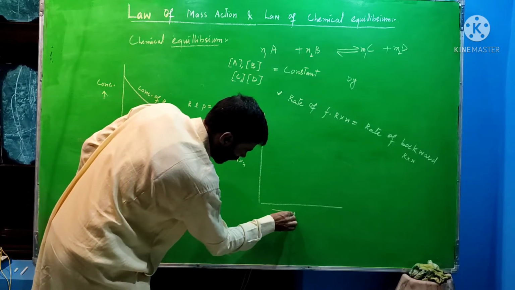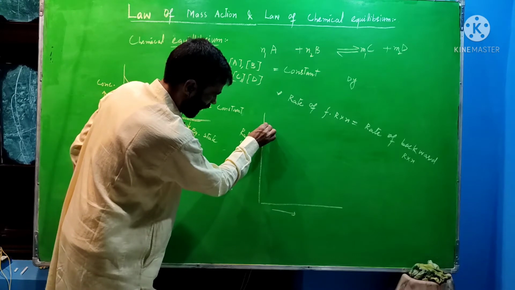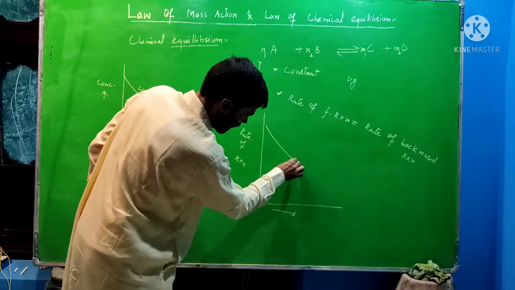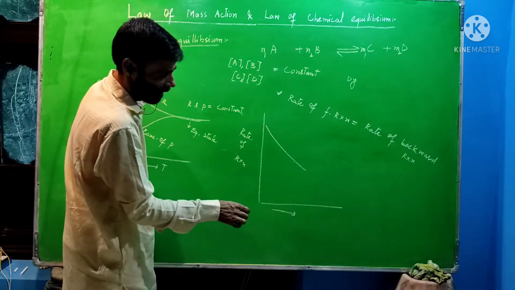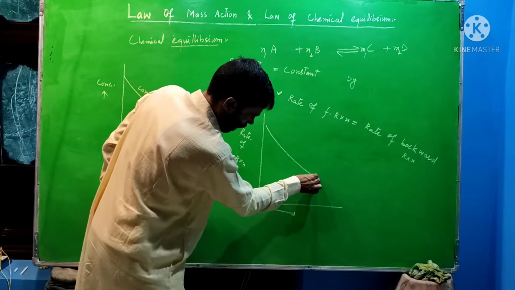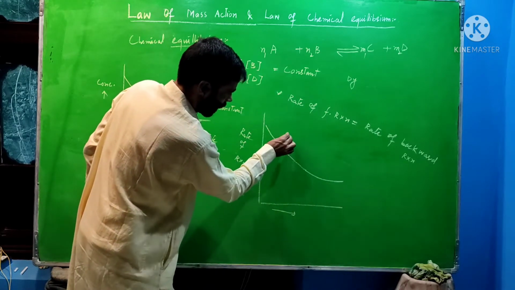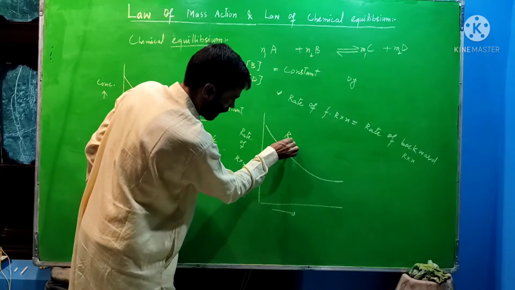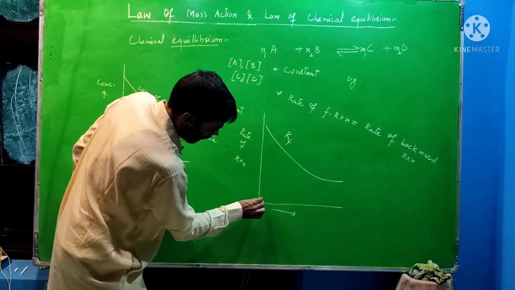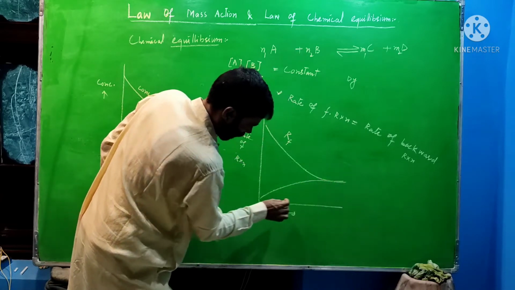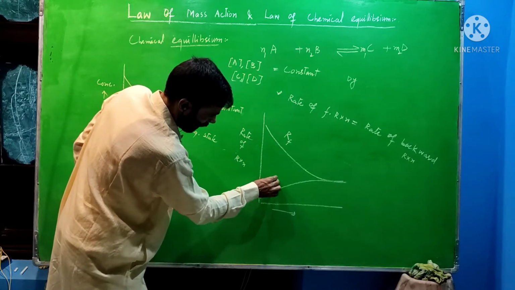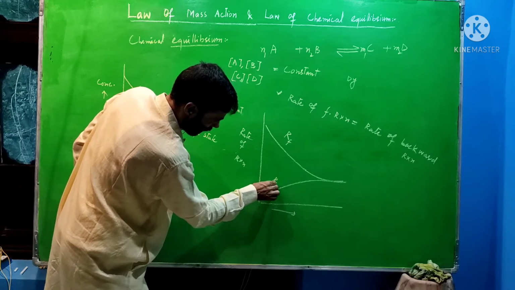We know the graph of rate of reaction is just like this. With the passage of time, the rate of reaction decreases. This one I will take as the rate of forward reaction. In a similar way, this one is the rate of reverse reaction, the rate of backward reaction.